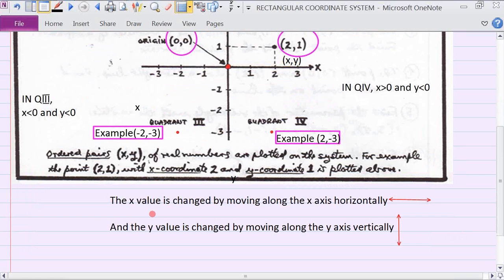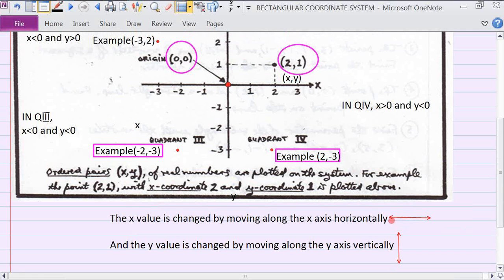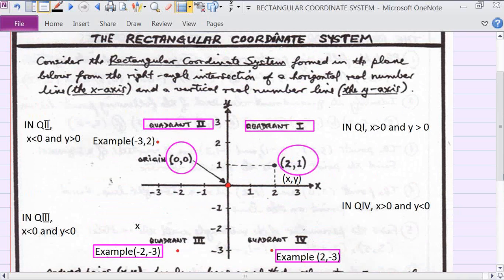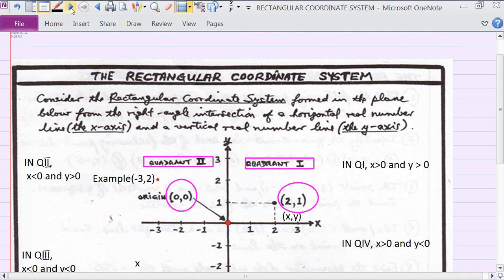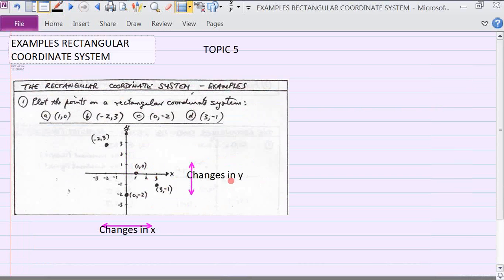So just to go over this, any point in the rectangular coordinate system is defined by an x and a y value. The x value is obtained by moving along this axis right here. If we want a positive number, we're on this side. If we want a negative number, we're on this side. And the y value is changed by moving along the y-axis vertically, so we move either up or down on this axis. That's the basic information that we need. Now let's go look at some problems here.